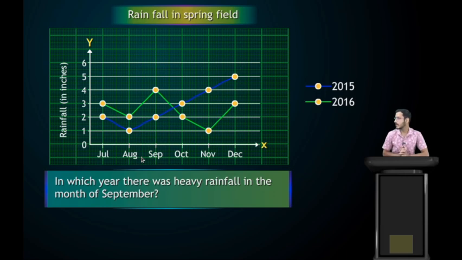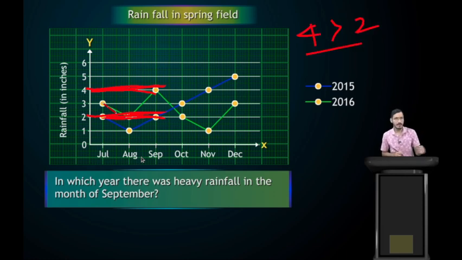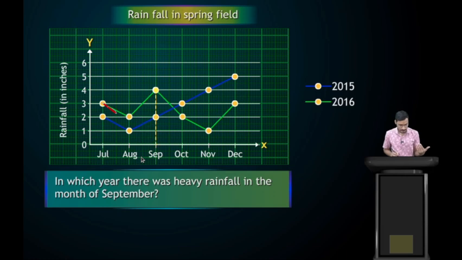Yes, now you can see the data, tell me the answer. Which year was there heavy rainfall in the month of September? Yes, correct. You can see the month of September here. The heavy rainfall is 4 inches in 2016 and 2 inches in 2015. So 4 is greater than 2, that means 2016. Okay, the answer is 2016.